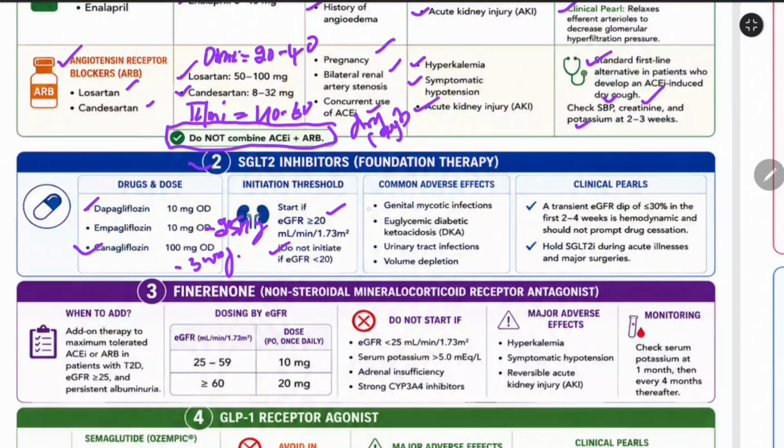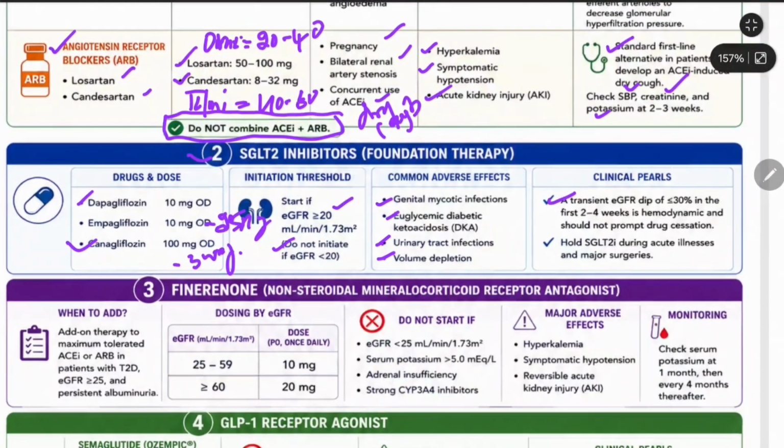Common adverse effects are genital mycotic infections, euglycemic diabetic ketoacidosis, urinary tract infections, and in some cases volume depletion, especially in states like acute vomiting and diarrhea. A transient eGFR dip of less than 30% in the first 2 to 4 weeks is hemodynamic and should not prompt drug cessation. Hold SGLT2 inhibitors during acute illnesses and major surgeries.